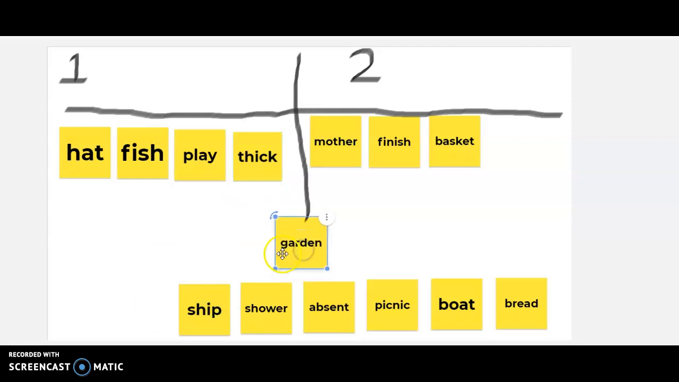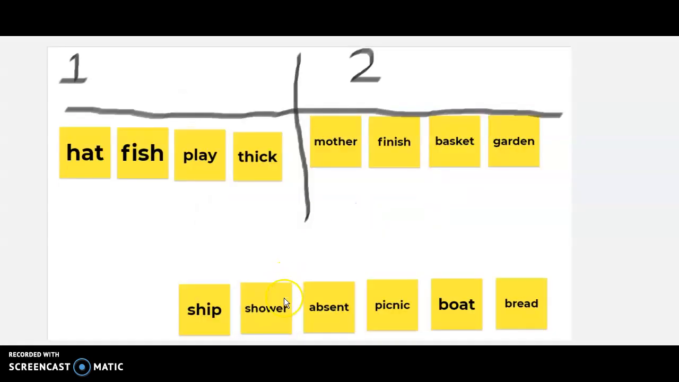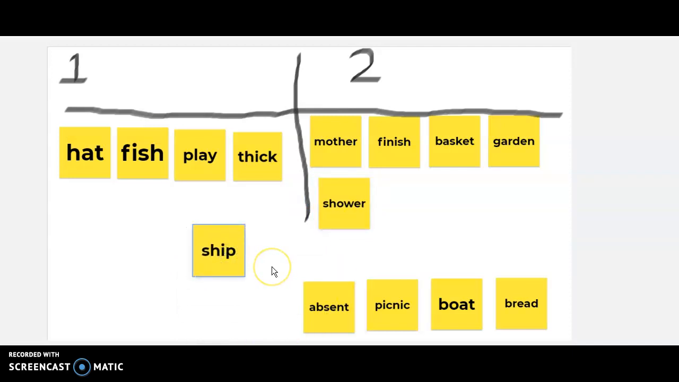Here's the word garden. Let's clap it. Garden. I hear two sounds or two syllables, so I'm going to put it under two. Here is the word shower. Shower. Let's clap it. Shower. I hear two syllables, so I'm going to put it under the two. Here's the word ship. Ship. I only hear one sound, one part.